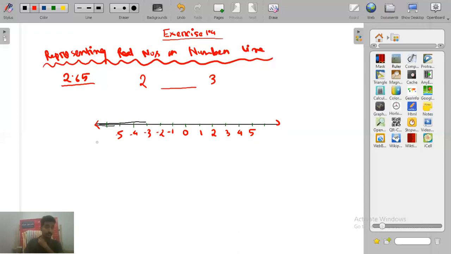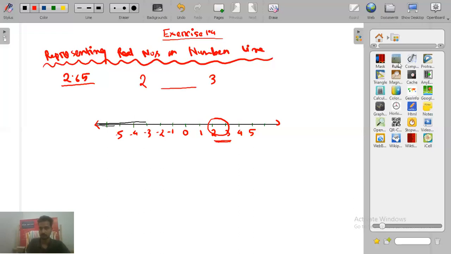That means first you know that 2.65 lies between 2 and 3. Yes or no? So that means you have to plot 2.65 between this number 2 and 3. These things should come to your mind. So again you have to draw one line. Then you have to divide this distance between 2 and 3 into 10 equal parts.